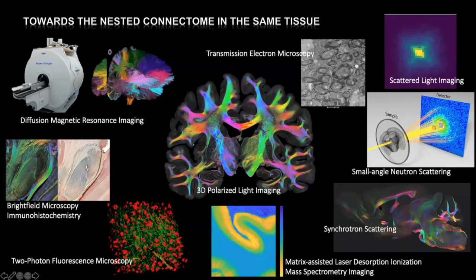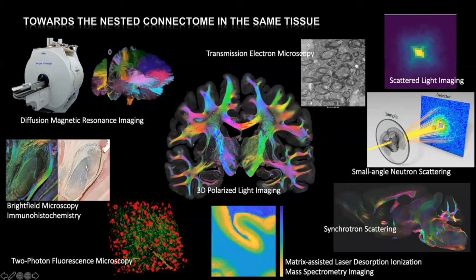So to those belongs also the MALDI imaging, matrix assisted laser desorption ionization, mass spectrometry imaging. It's a difficult name. With this kind of MALDI imaging, we can specify the type of lipids which are present locally.